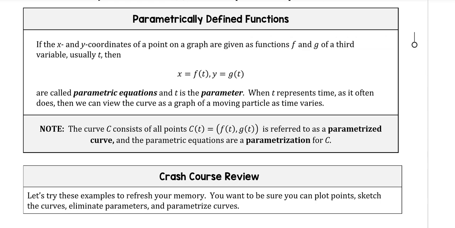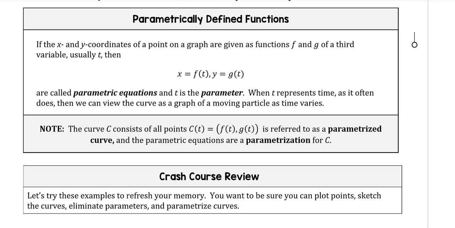So if x and y coordinates of a point on a graph are given as functions f and g of a third variable t, then we define x in terms of that parameter t, so we have an f of t, and the same for y, we determine that in terms of t as well. So they are our parametric equations, and t, as I've said, is a parameter. So we not only can draw the curve, but we can show how the curve is drawn by seeing how a particle would move over time.